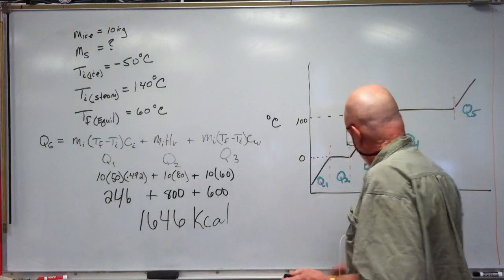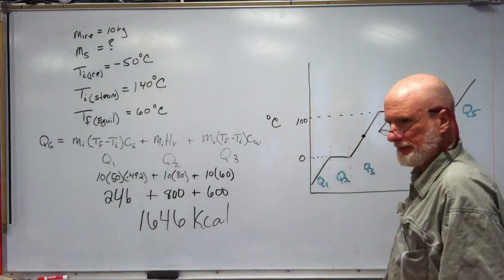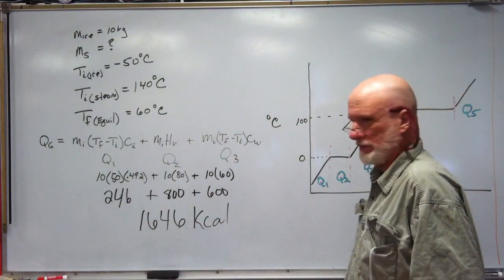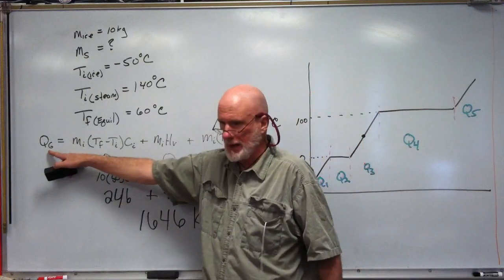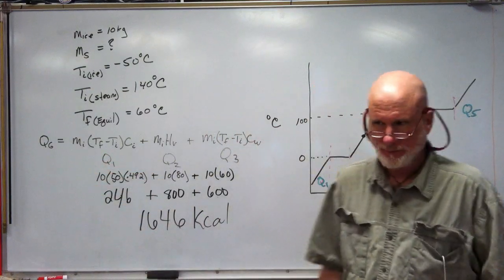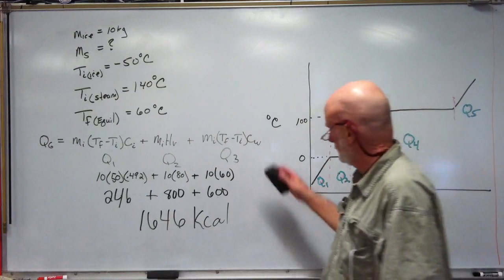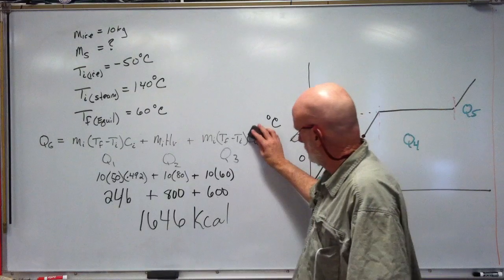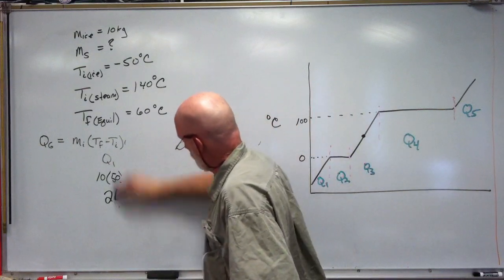Okay. Now, can I erase this? Do you want to look at that first for a minute? Wait, so Q gained is 160? That's Q gained, yeah. Look back. You with me? So 1646.